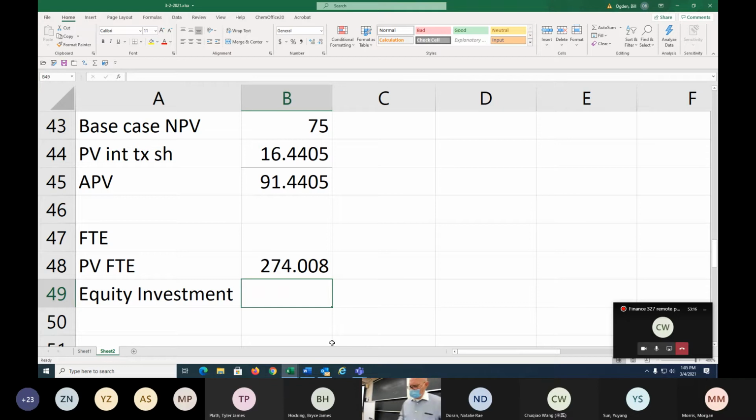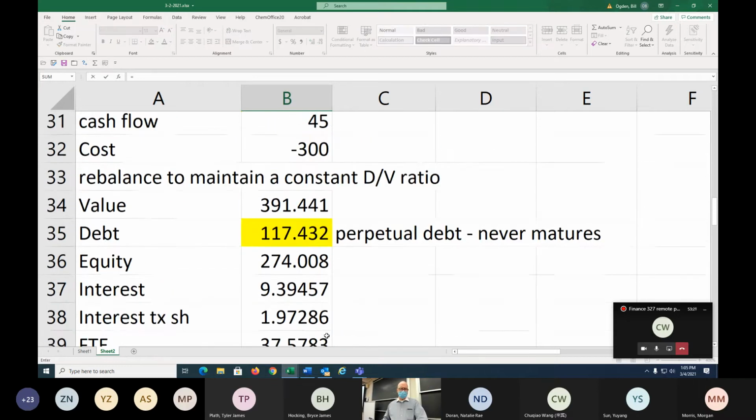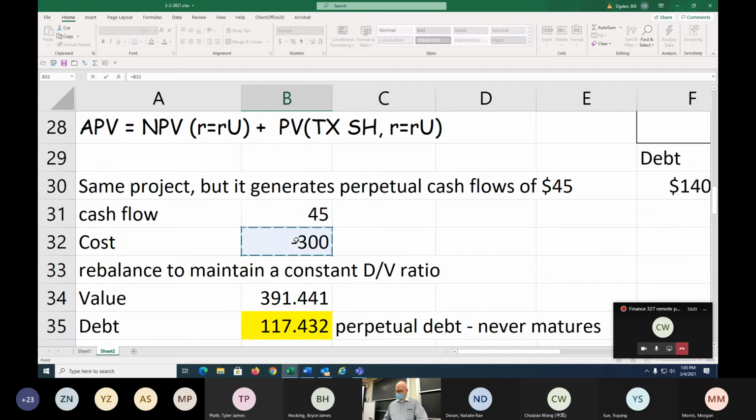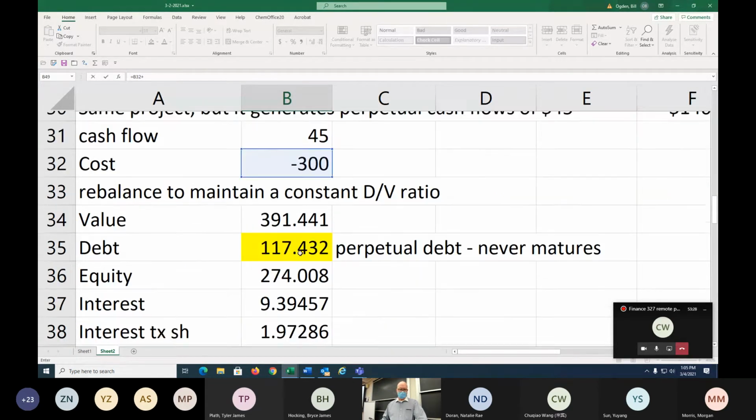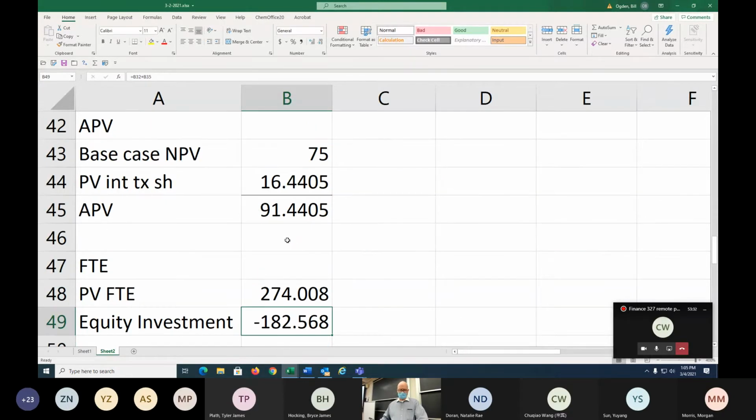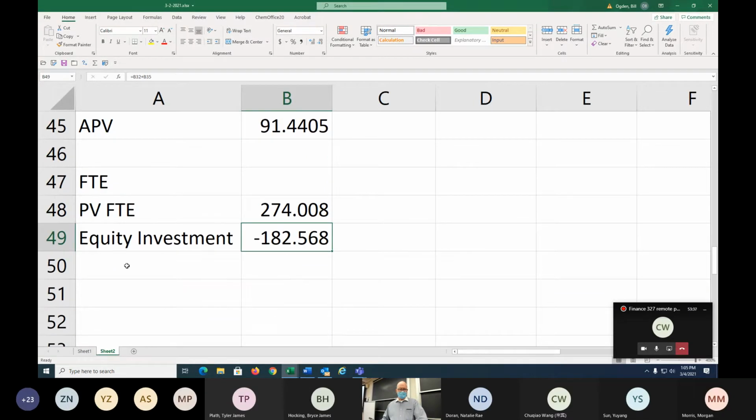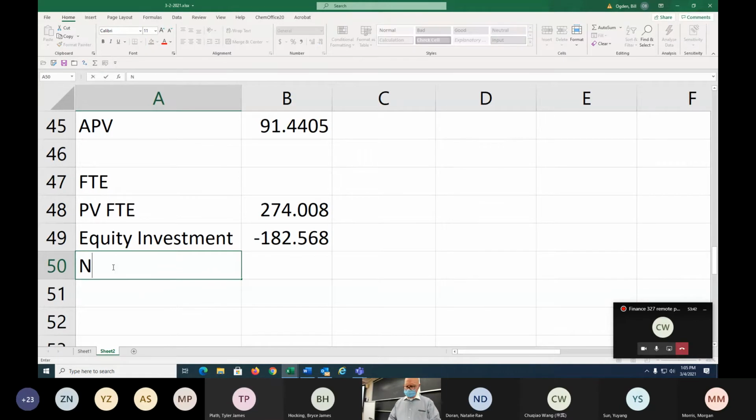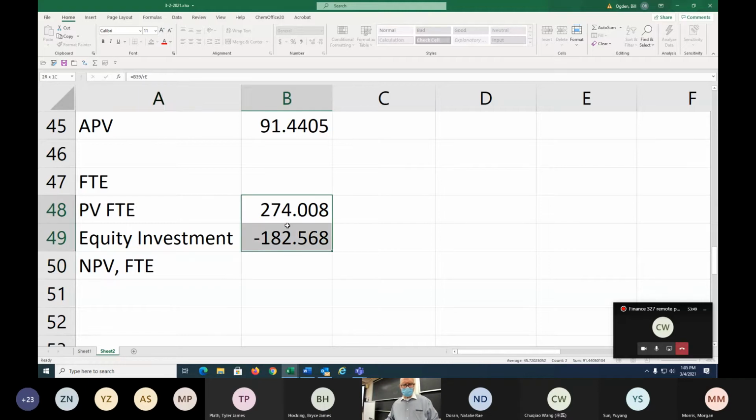All right. Equals project cost, 300. And against that, we borrowed what? 117.43. So the shareholder must put up the rest. And then we do the NPV. Equity. Just add these together.